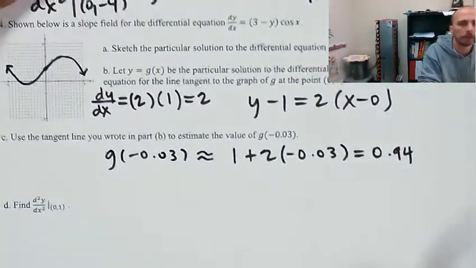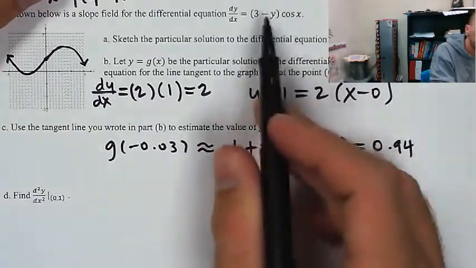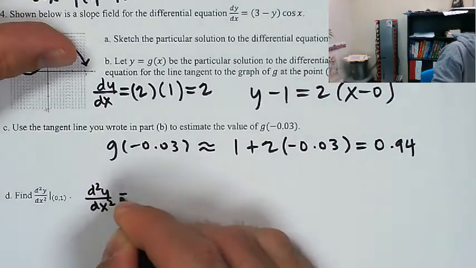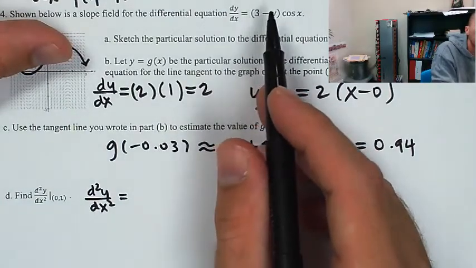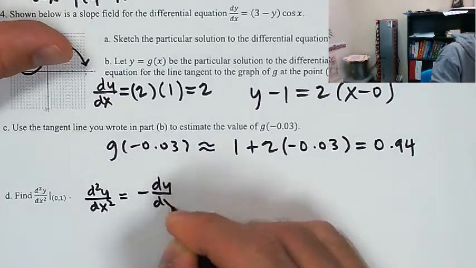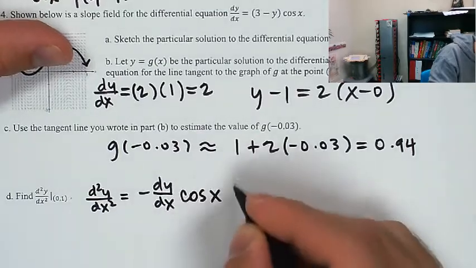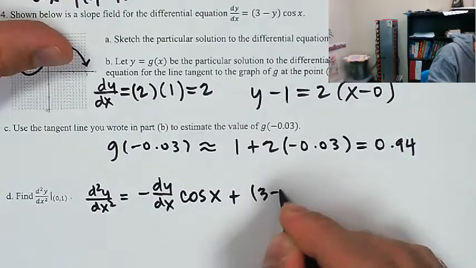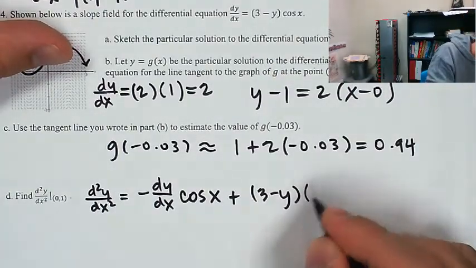Okay, find the second derivative. Okay, we're going to need to start by taking the derivative of this with respect to x. So the derivative of 3 minus y is going to be 0 minus the derivative of y with respect to x, so negative dy/dx. Okay, and then I'll leave cosine x the same. Then I'm going to add, leaving the 3 minus y the same, taking the derivative of cosine x with respect to x, and that's going to be negative sine x.